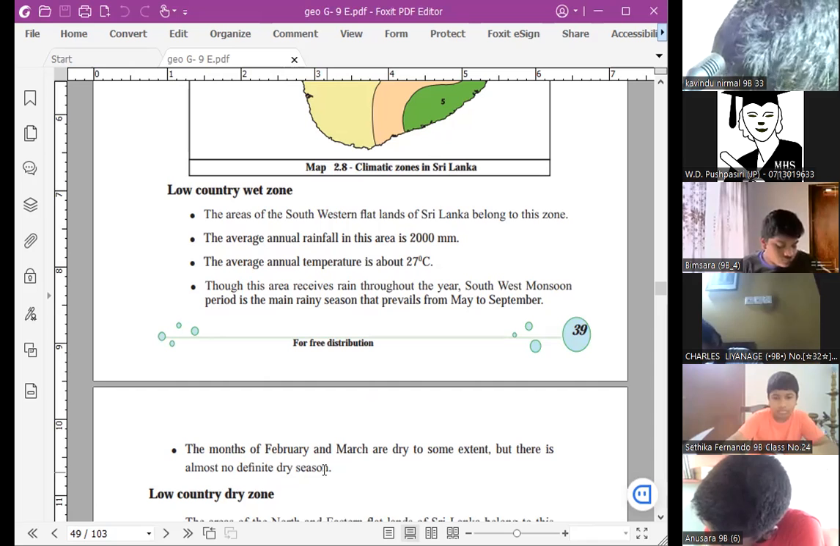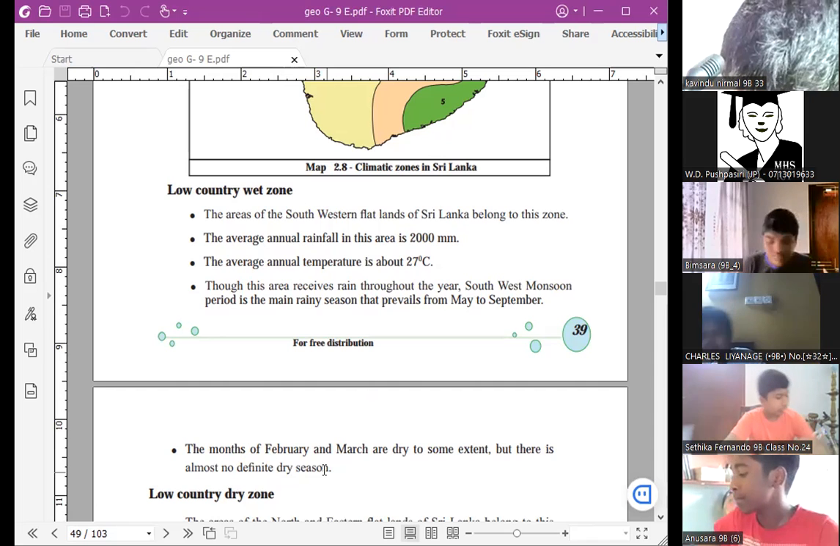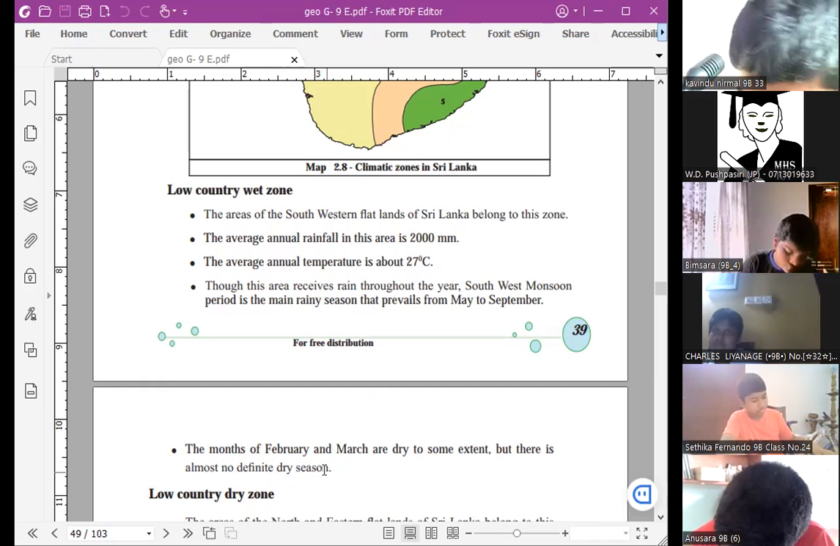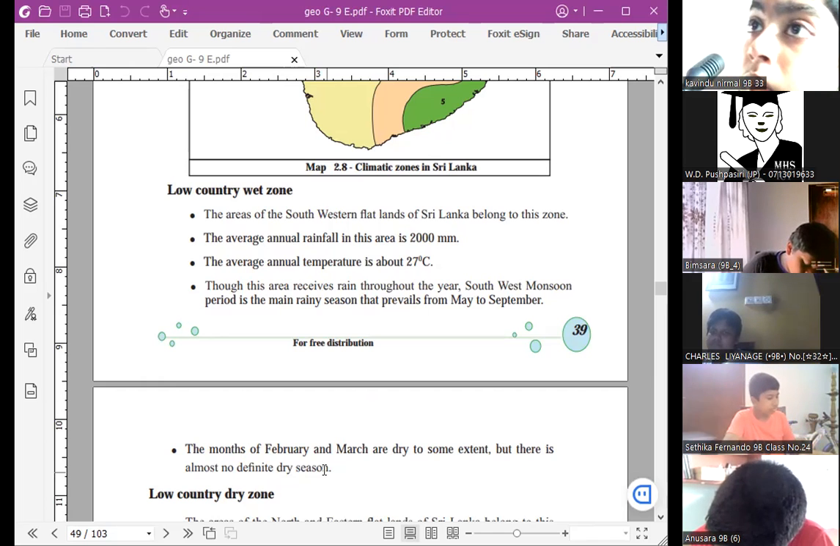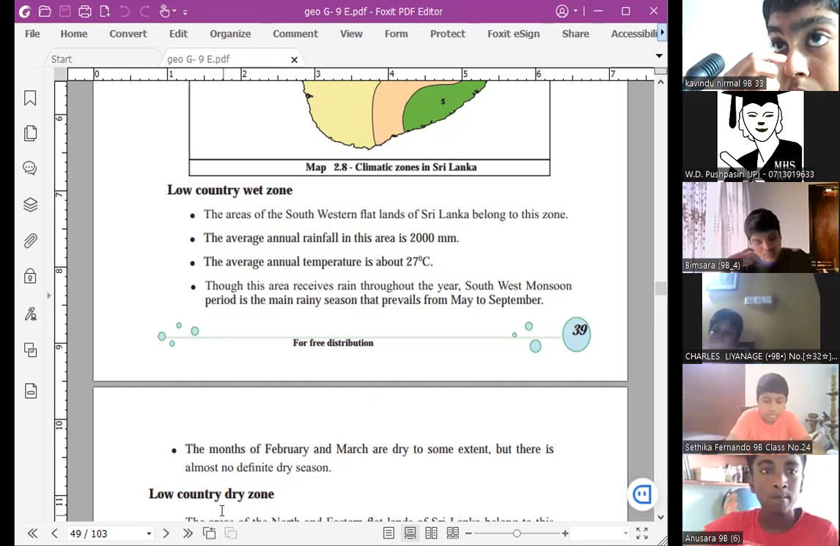Right? These are the features that we get in the low country wet zone. These depend on what? They depend on the rainfall and the temperature. Right. Next one is the low country dry zone.